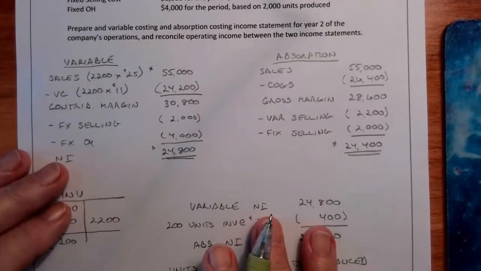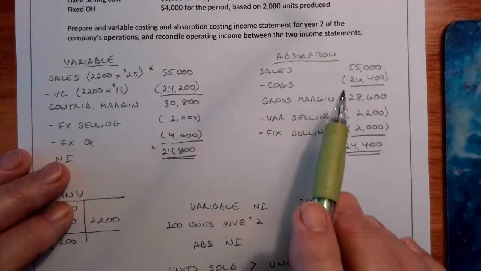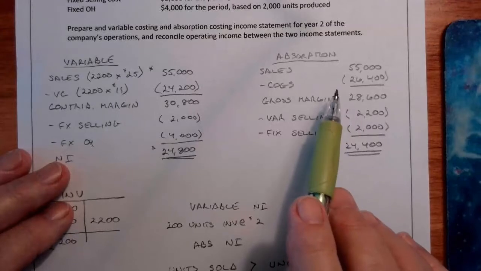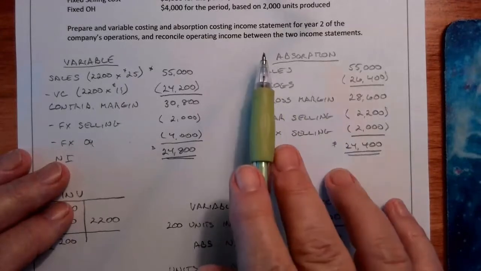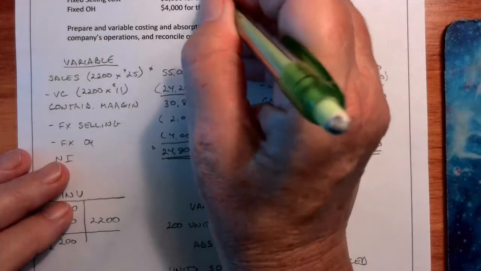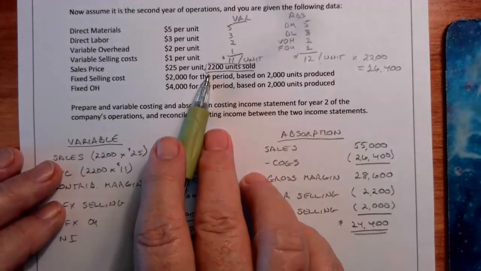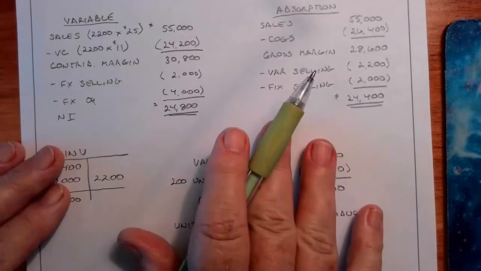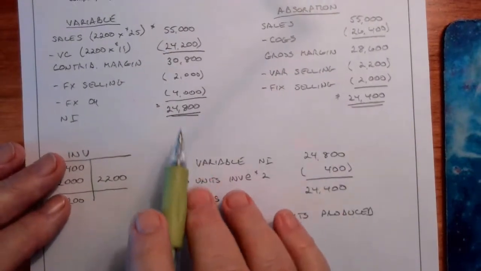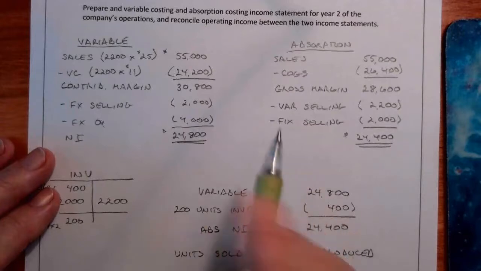So let's move it up now. Here's our variable costing. Now, the important thing is we sold 2,200 units. Where does it say that? Yeah, 2,200 units sold. It's up here. That's the number of units sold. So we produced 2,000 and we sold 2,200, so 200 came from our beginning inventory.